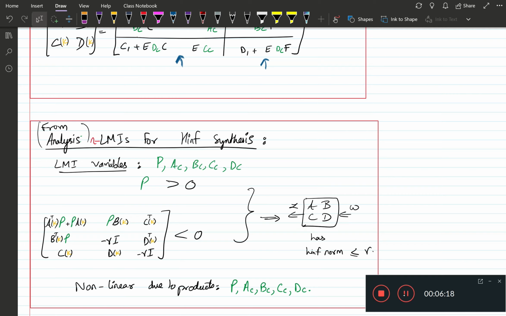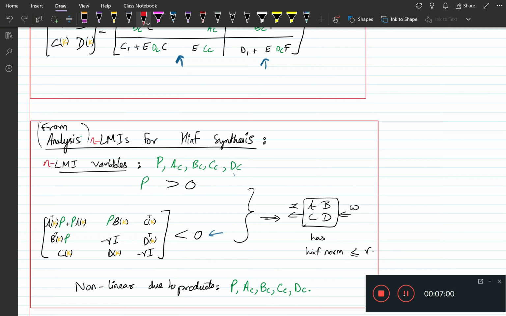So if someone would have given us the controller, we could just plug the K here and look for a P positive definite that satisfies this inequality, and if AC, BC, CC, and DC are known, this would be a linear matrix inequality. But now because we have unknowns AC, BC, CC, and DC, and if we try to look for a P and AC, BC, CC, DC that satisfy this, this is no longer a linear matrix inequality but a non-linear matrix inequality with variables P, AC, BC, CC, and DC.